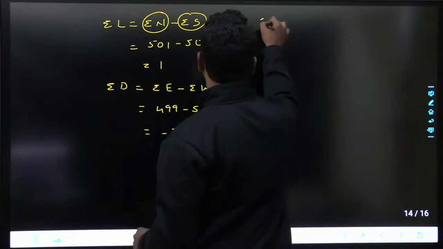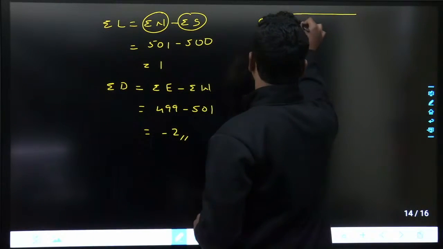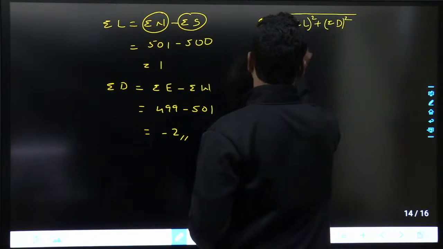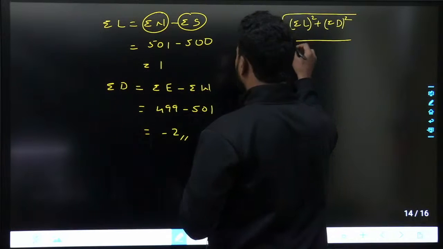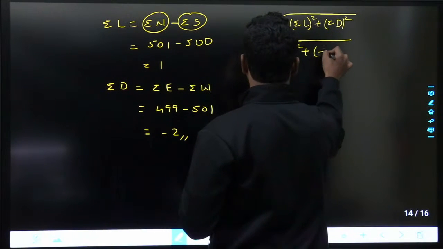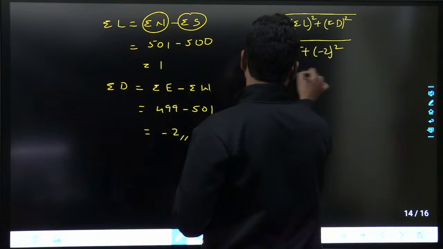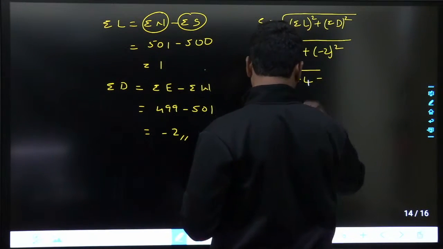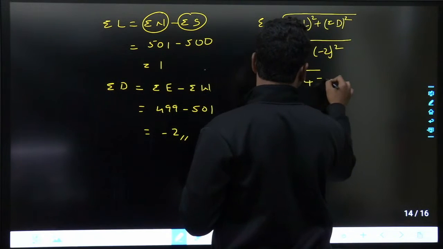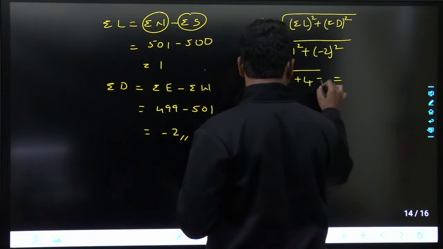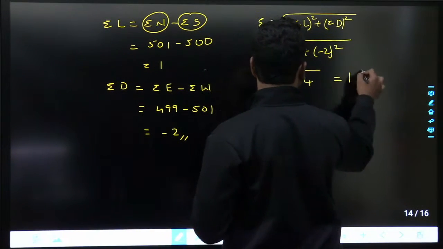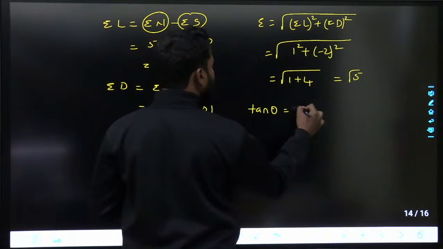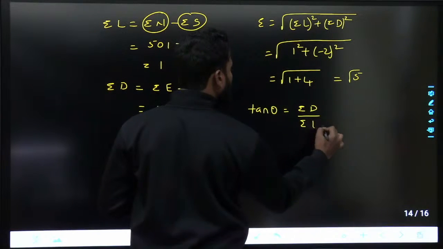Error of closure E equals the square root of sigma L whole square plus sigma D whole square. That equals the square root of 1 square plus minus 2 whole square, that is 1 plus 4, root 5. This is root 5. And tan theta equals sigma D upon sigma L.